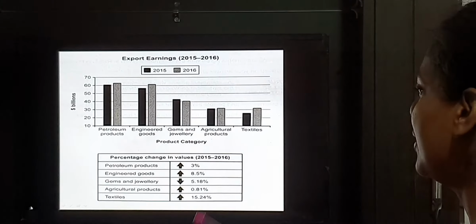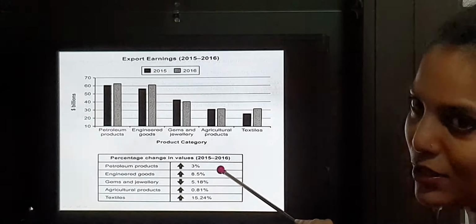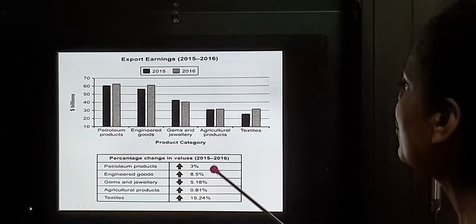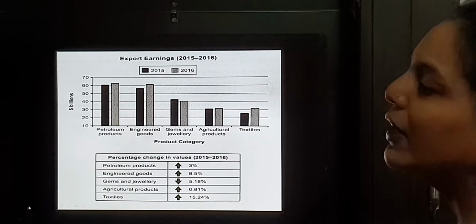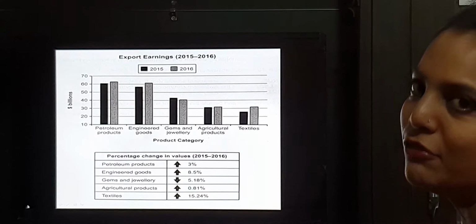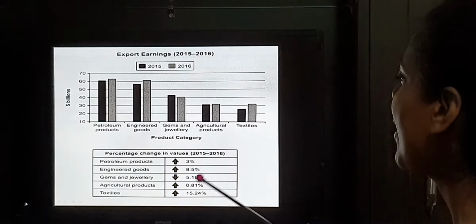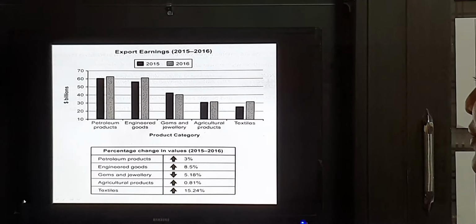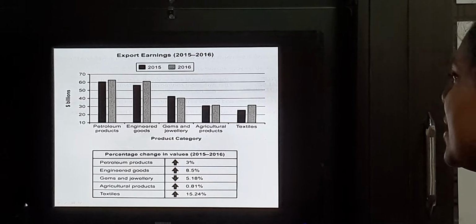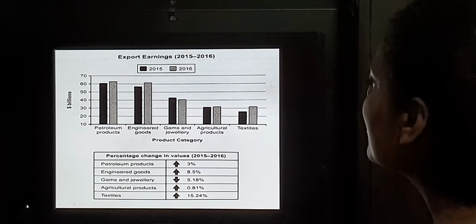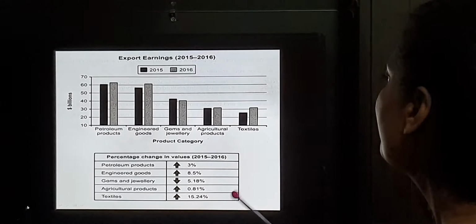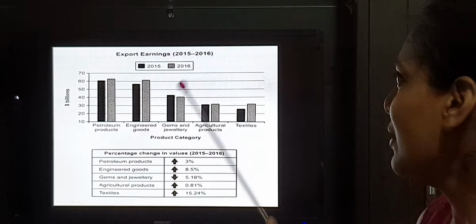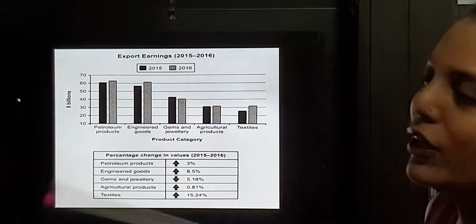So in percentages, for petroleum products there was an increase of 3%. Engineered goods there was again an increase of 8.5%. Gems and jewelry is the only category where there is a fall in the value of export earnings, which is 5.18%. Then agricultural products, there is a very small increase, that is 0.81%, and textiles had the highest amount of increase in exports with 15.24%.